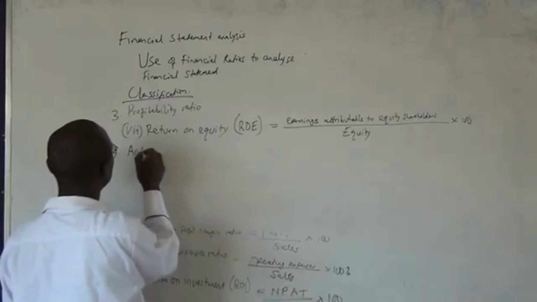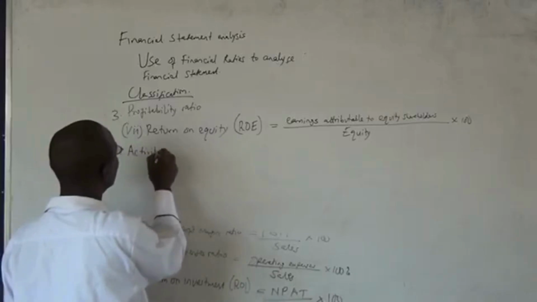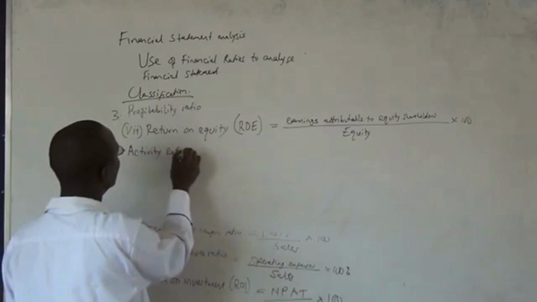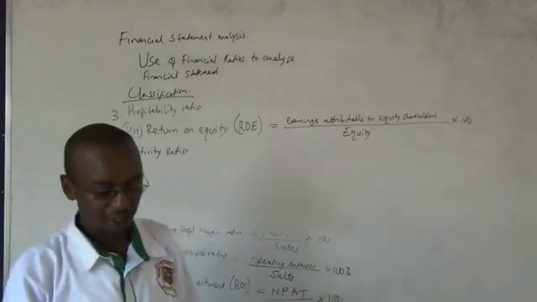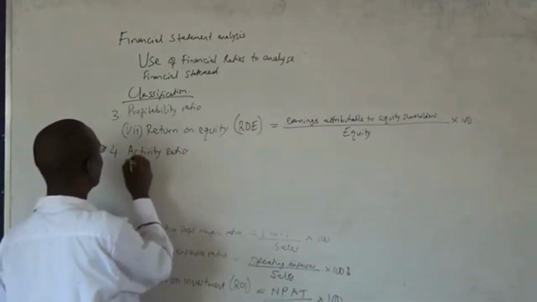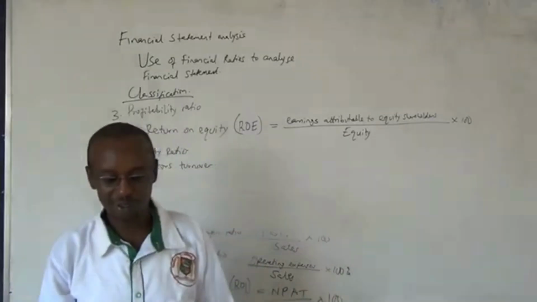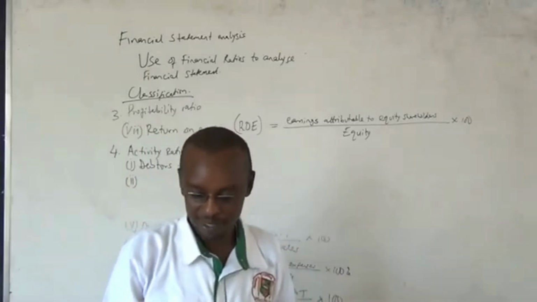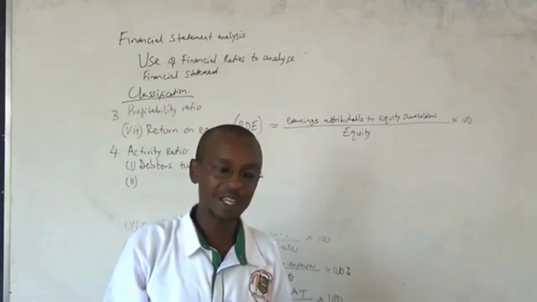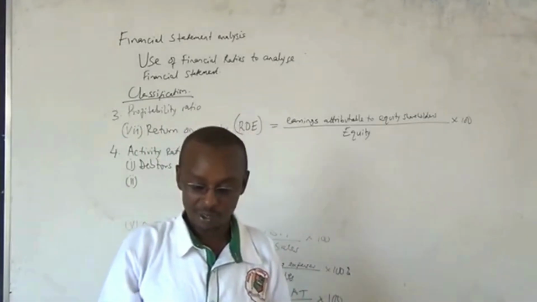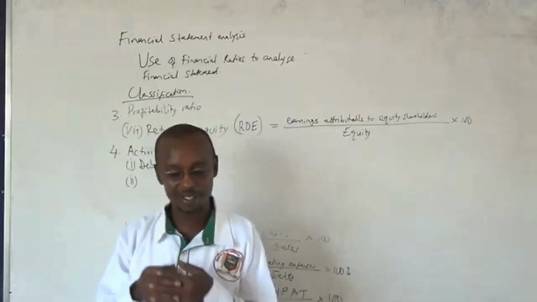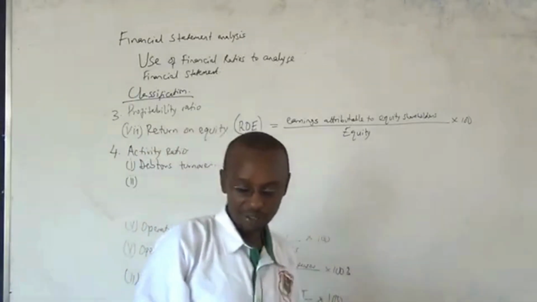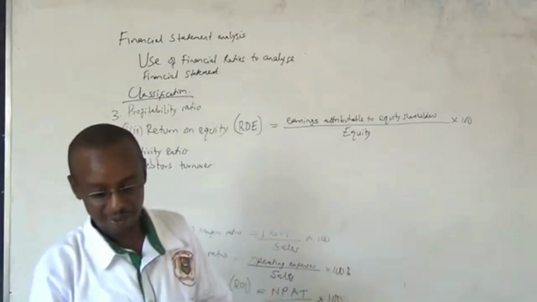Activity ratio. Activity ratio, we have debtors turnover. Debtors turnover shows the number of times debtors pay within a year. So it indicates how efficient the firm is in management of credit. So the higher the ratio, the more efficient the management.